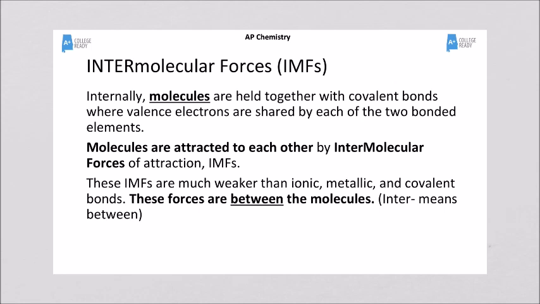So here are intermolecular forces, and notice inter means between molecules, and that's really the key. When we talk about molecules, we're talking about substances like CH4 or water, and we know those are covalently bonded internally, but we're talking about how one molecule of CH4 would be attracted to a totally different molecule, or why one molecule of water would be attracted to another molecule of water. So these are the forces between the molecules. And intermolecular forces are definitely going to be weaker than our ionic, metallic, and covalent bonds.